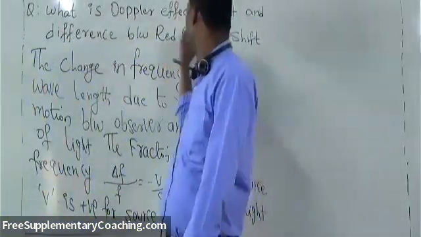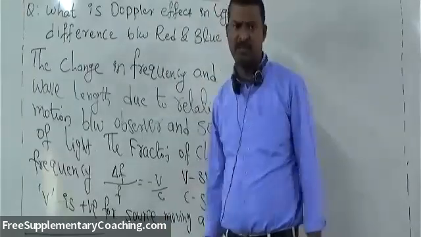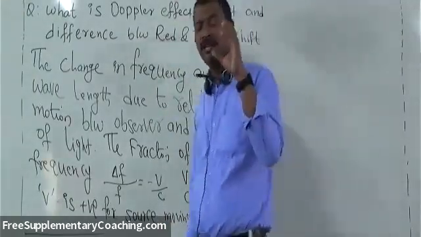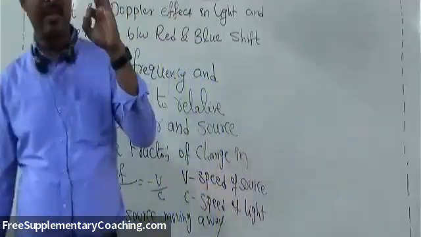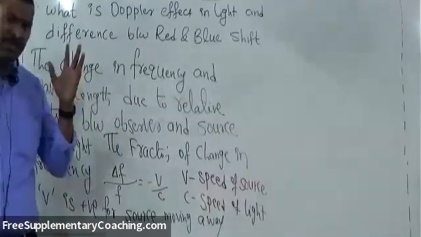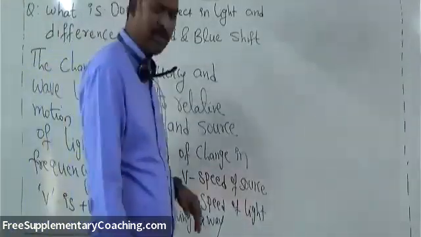What is the Doppler effect in light? This is the Doppler effect. Then what is the difference between red and blue shift? Basically, in VIBGYOR, in visible light, we can see colors from violet to red. Red has the higher wavelength and violet has the lower wavelength.